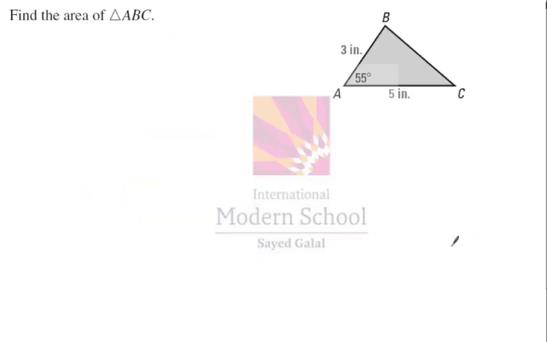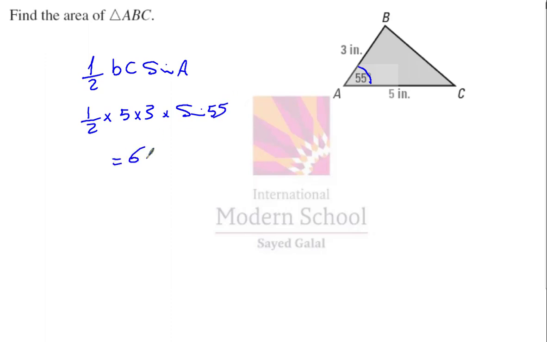Find the area of a triangle. Find the area of triangle ABC in which AB equals 3, AC equals 5, and the measure of angle A equals 55. Then the area of the triangle equals half bc sine A, which is half times 5 times 3 times sine 55. By using the calculator, it equals 6.14.